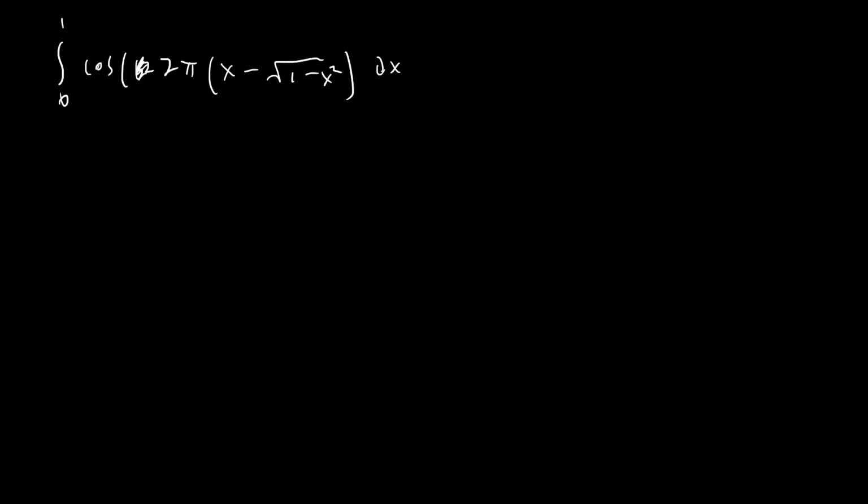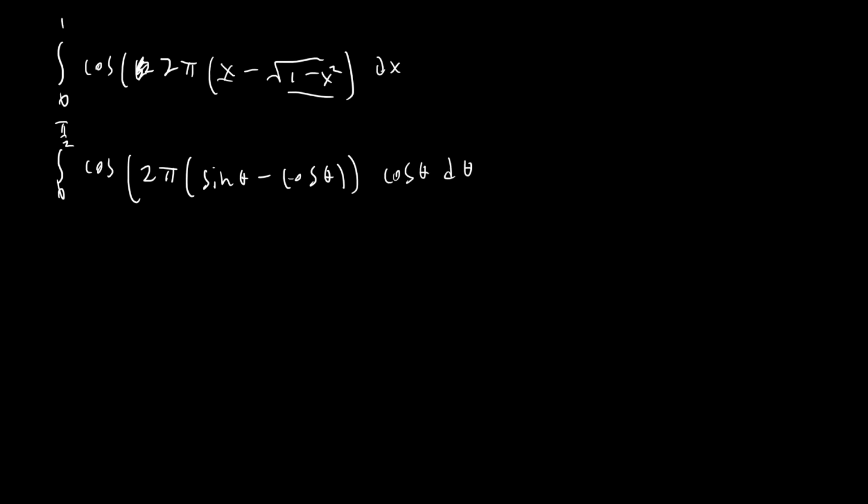All right, so the first thing we're going to do here is, since we have this x and square root 1 minus x squared, I'm just going to go ahead and substitute x equals sine theta. So we're going to get integral from 0 to pi over 2 of cosine 2 pi sine theta, and then this is going to become cosine theta, and our differential is going to be cosine theta d theta.